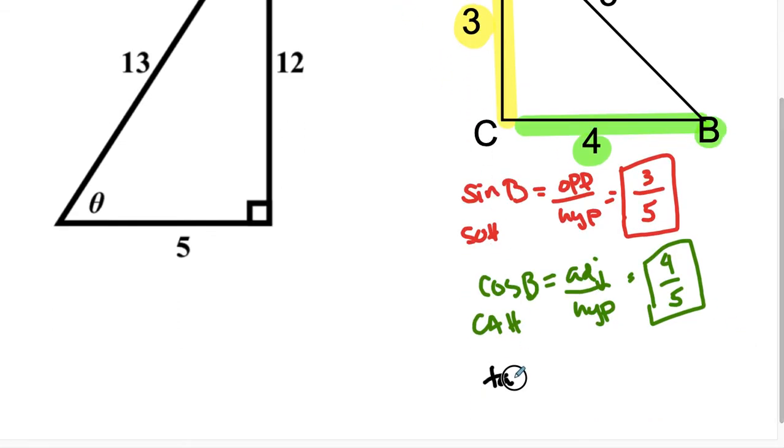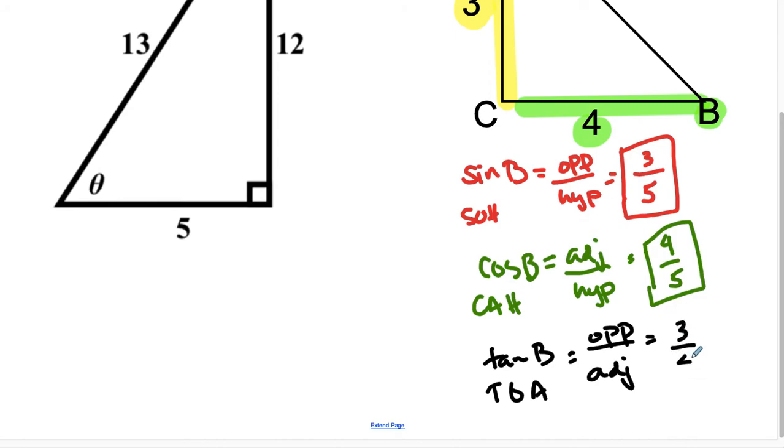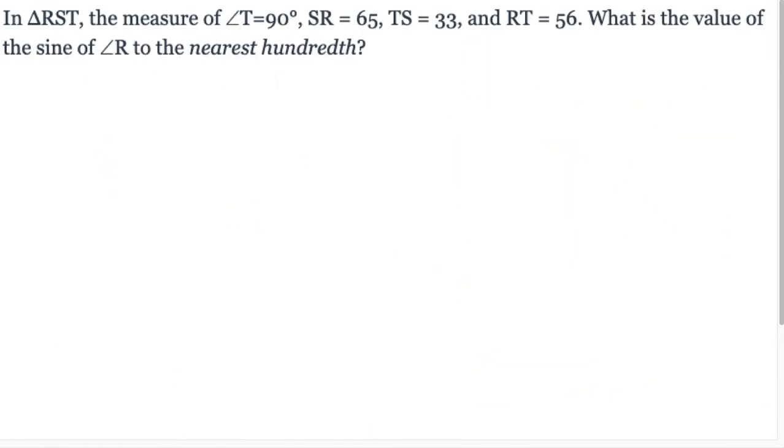Now tangent of B is TOA, which is opposite over adjacent. The opposite side of B is 3 and the adjacent side is 4. So the ratio there is 3 to 4. All right, and that's it. Let's take a look at some more problems.